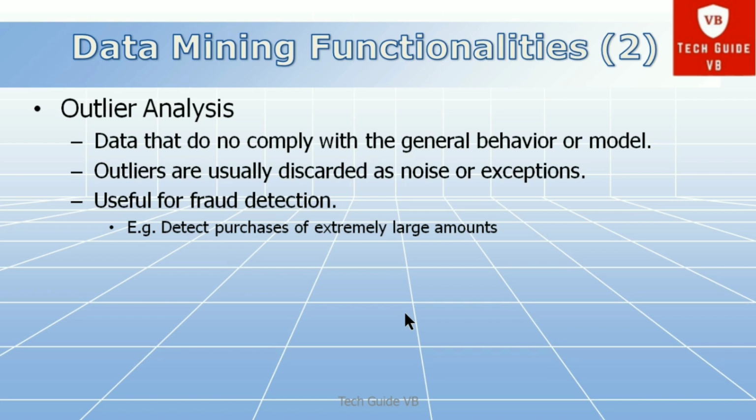For example, there is a huge amount of transactions done daily in the bank system, but those transactions generally have small or medium amounts. But if a transaction is very large, then it goes to the outlier, because we are detecting purchases of extremely large amounts. So extremely large amounts are detected with the help of outlier analysis, and we can do fraud detection with the help of this outlier analysis.